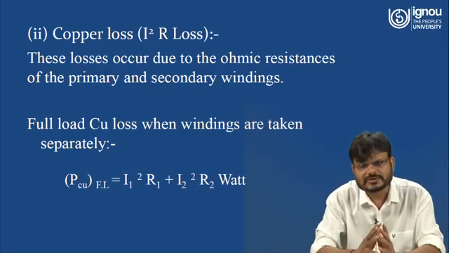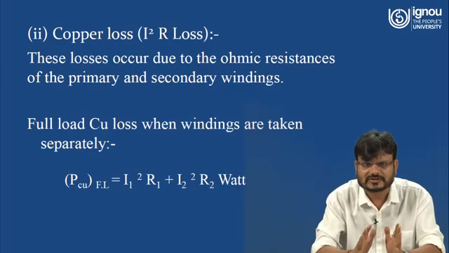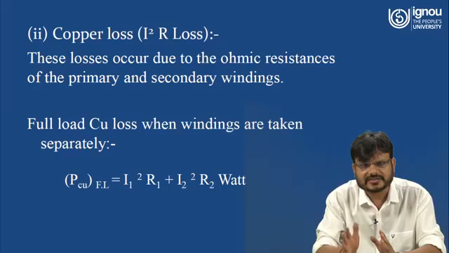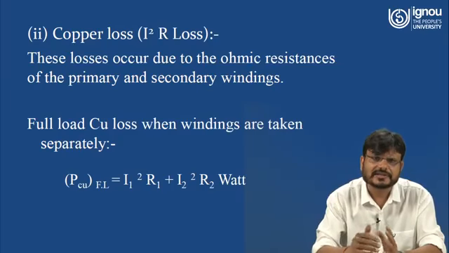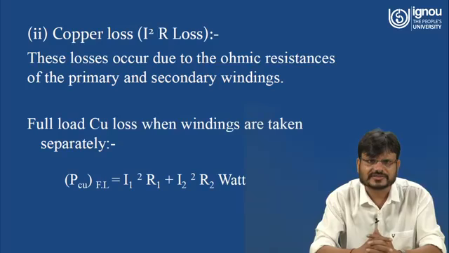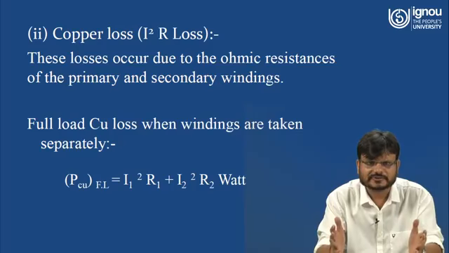Now we are going to discuss the second loss. First was the iron losses, which are called constant losses, and the second is copper losses, or you can say I square R losses. It is also called variable losses. These losses occur due to the ohmic resistance of the primary and secondary winding, because every transformer has a primary winding and secondary winding.